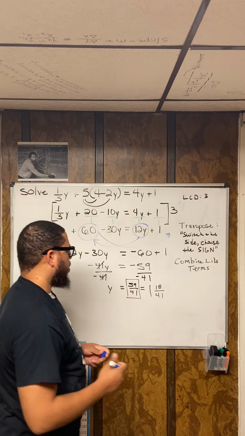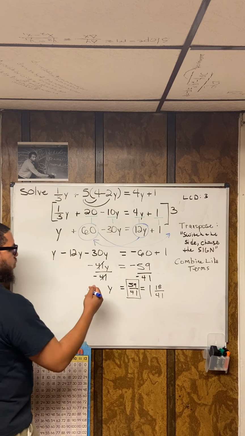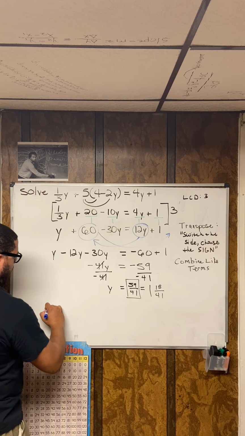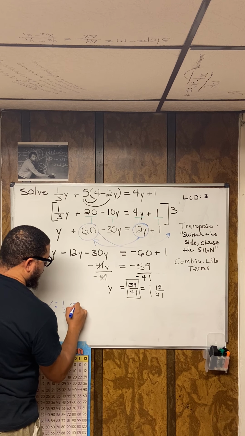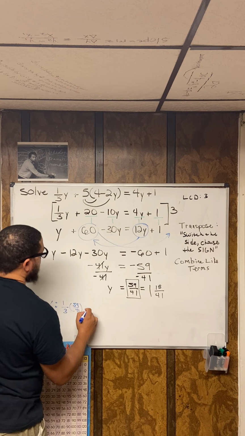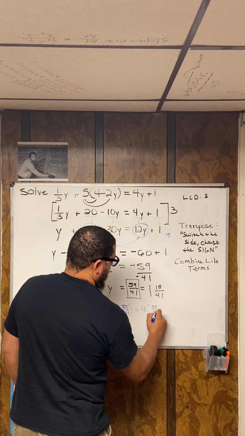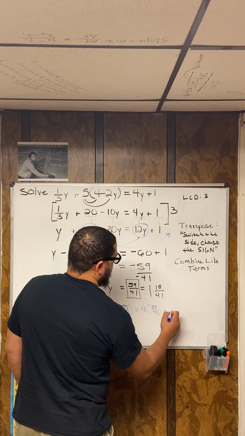So if I was going to check this, and I don't have space on the board right now, and I don't want to do the check right now, but I would go back to the original equation, and wherever I see a y, I'm going to replace it with 59 over 41. So I would do 1/3 times 59 over 41 plus 5 times 4 minus 2 times 59 over 41 equals 4 times 59 over 41 plus 1.